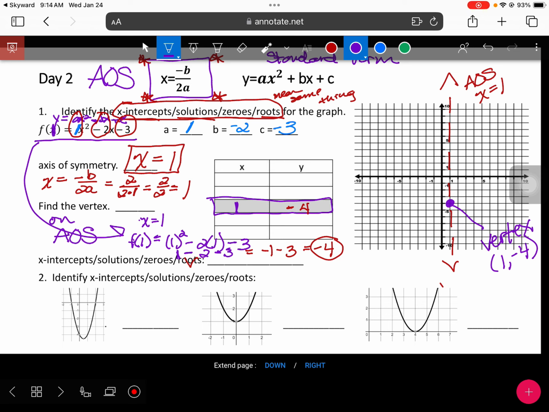My a value was a positive 1. Does that mean it's going to be going up or down? It's going to be going up. So is this vertex a maximum or a minimum?